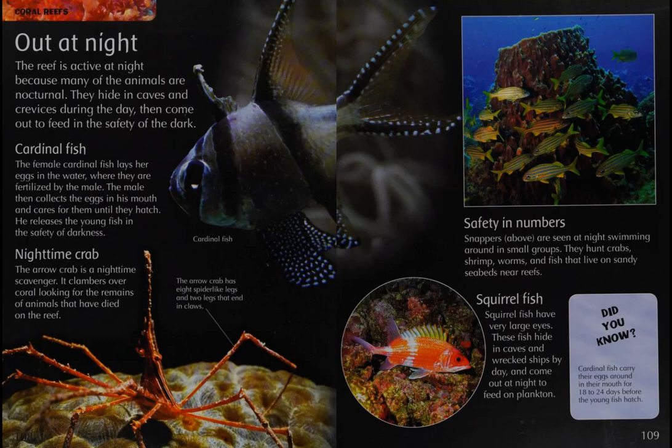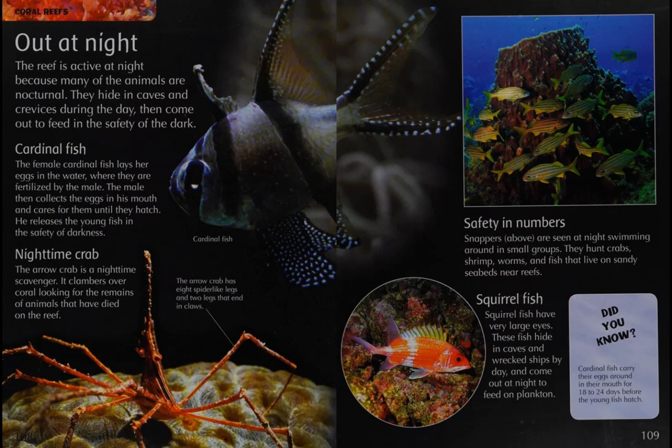Cardinal fish. Did you know? Cardinal fish carry their eggs around in their mouth for 18 to 24 days before the young fish hatch. Nighttime crab. The arrow crab is a nighttime scavenger. It clambers over coral looking for the remains of animals that have died on the reef. The arrow crab has 8 spider-like legs and 2 legs that end in claws.